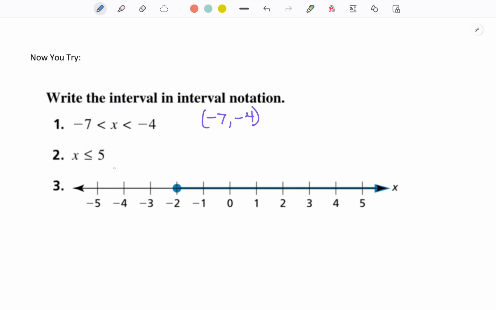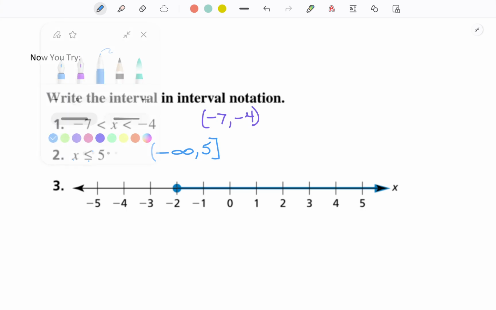Then we go to number 2, and x is less than or equal to 5. So we have no limit to how far we can go down, so that gets a negative infinity. And then we can go up to 5. We can include the 5, so it gets a bracket.